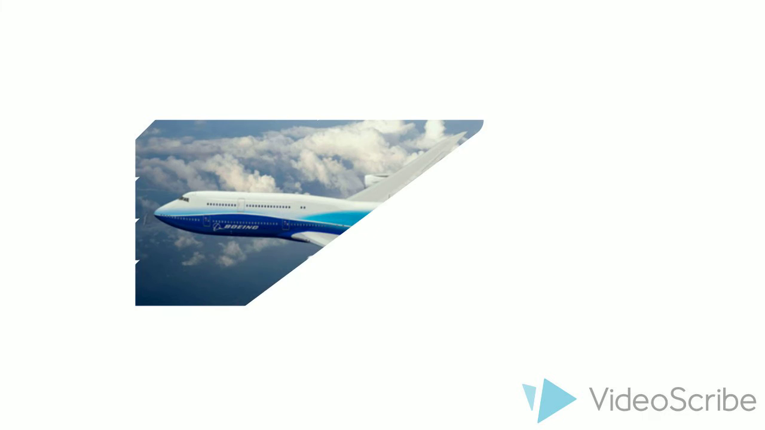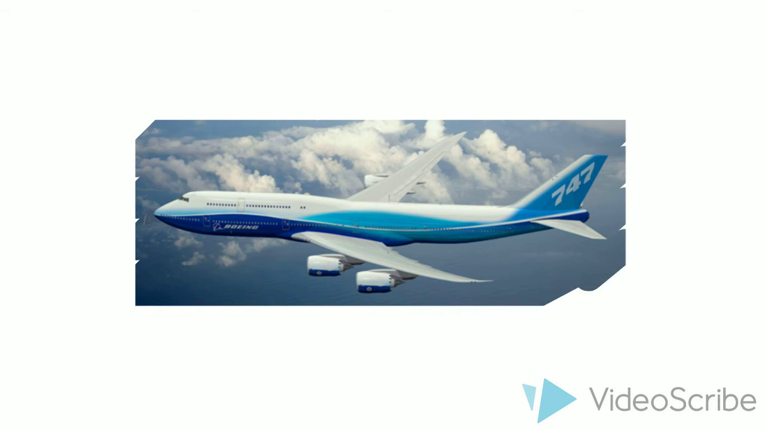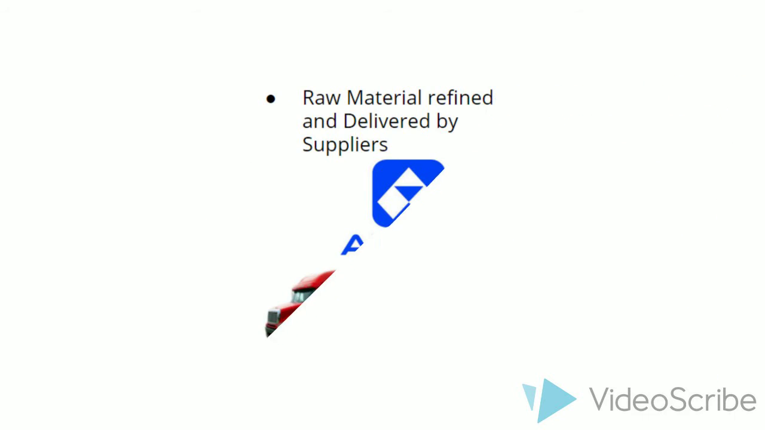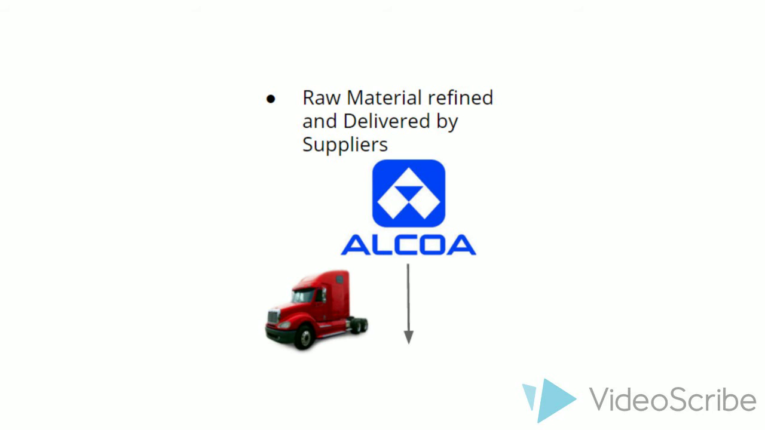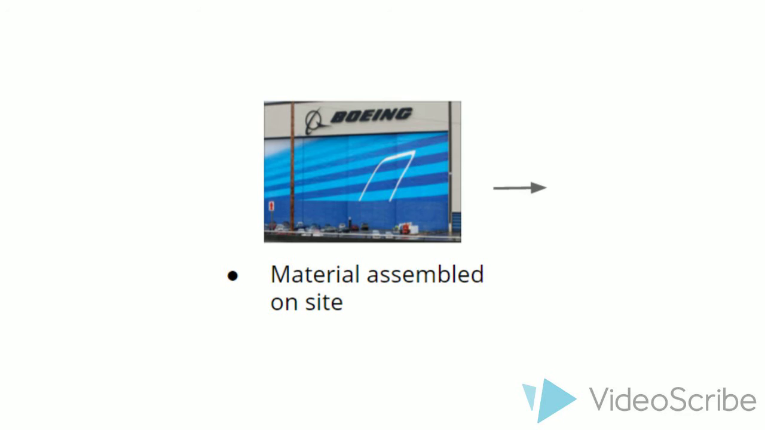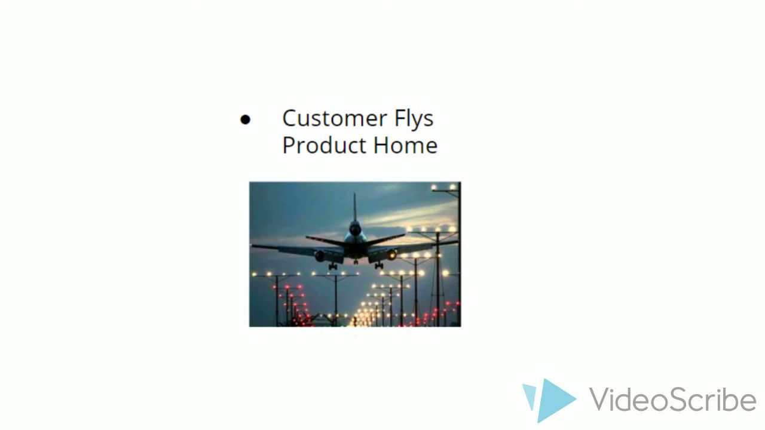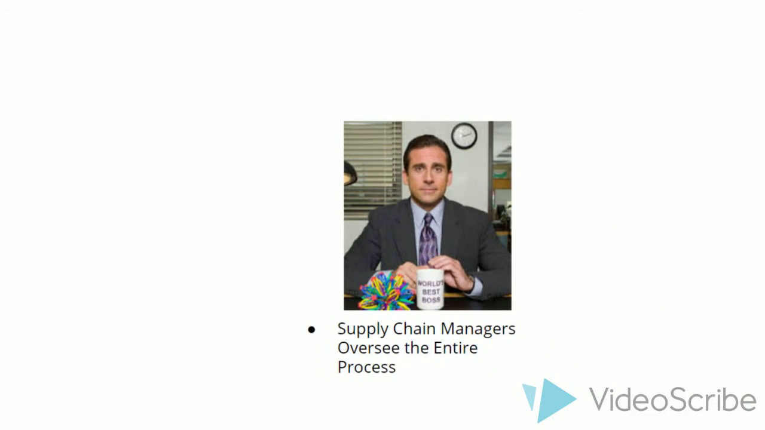Kenny saw a PowerPoint of how supply chain managers put together a Boeing 747. First, raw material is mined to make the aluminum body of the plane. Then, the aluminum is refined and made into the components Boeing needs to be assembled. The supplier ships the finished components to Boeing. Boeing assembles the 3.1 million parts into a finished 747. Supply chain managers oversee the entire production.